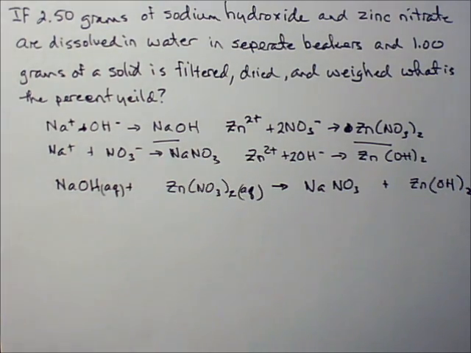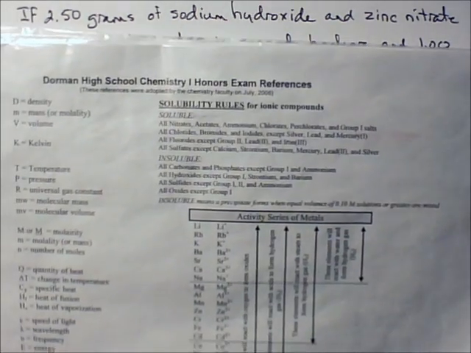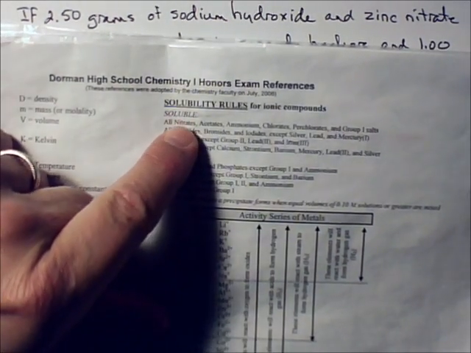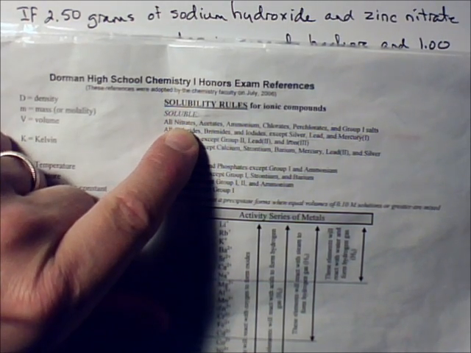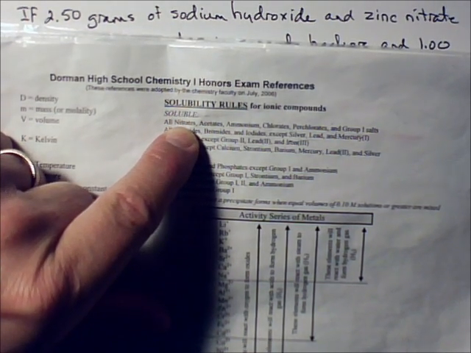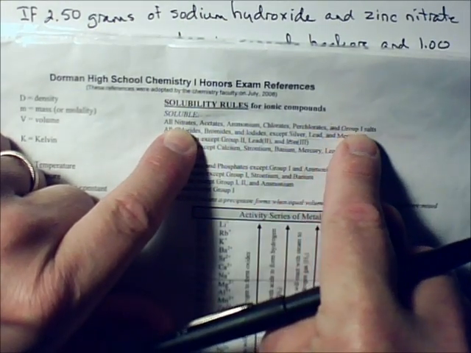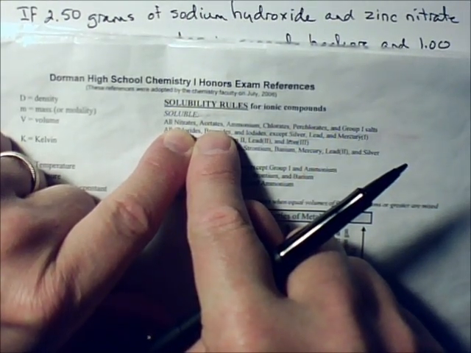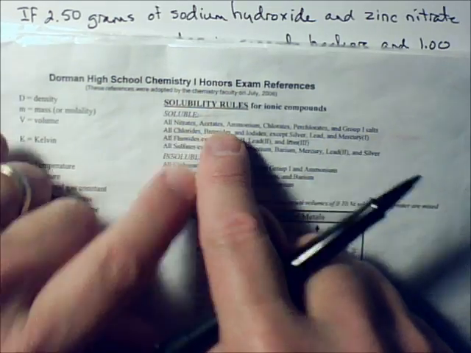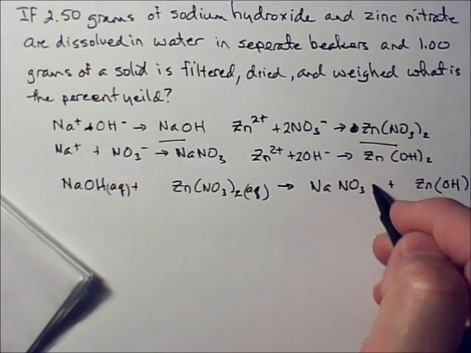Now we are going to have to use the solubility rules. You have a simple set of solubility rules in your test references. And the very first rule, in fact, the very first thing that's listed here is nitrates. It says nitrates are always soluble. There are no exceptions in this part of the rule. If they're soluble, it means if there's water around, it's aqueous. So this is going to be aqueous.